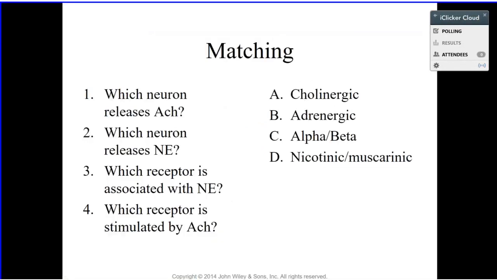Okay, which neuron releases acetylcholine? Which neuron releases norepinephrine? What receptors like NE? And what receptors like ACH? So the answers were already in order: A, B, C, D.